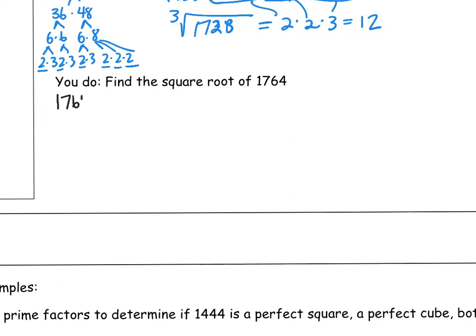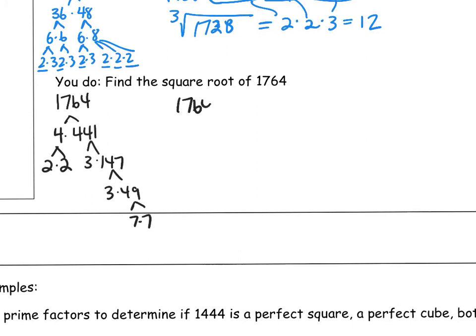But 1764, I'm going to break that into, I think, 4 and 441. So that will become 2 and 2, and then 441 breaks into 3 and 147. 147 divided by 3 is 3 and 49, and that becomes 7 and 7. So if I write the number 1764 with my factors, it's 2 times 2 times 3 times 3 times 7 times 7.